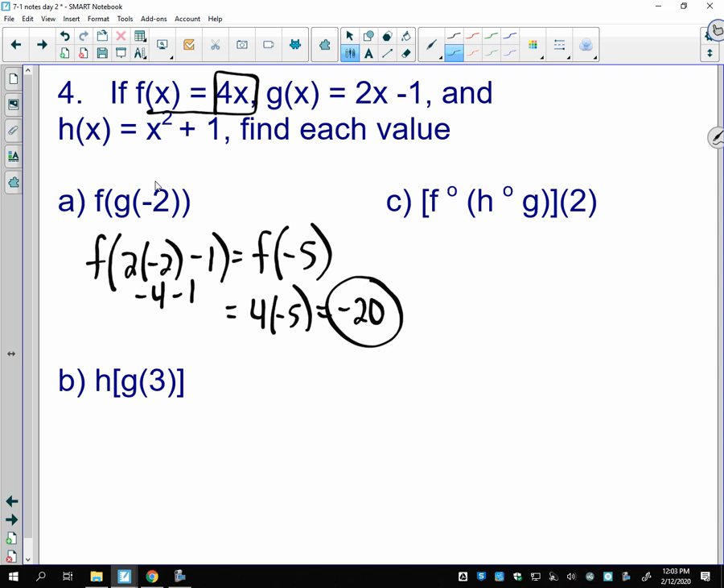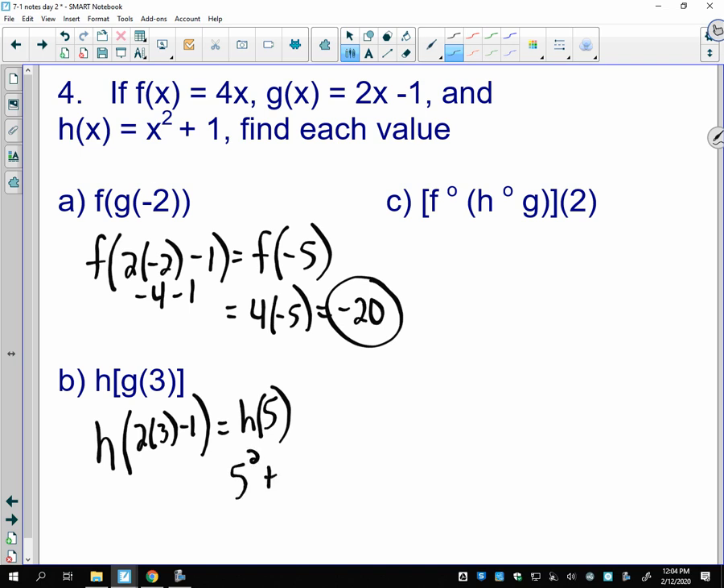So hopefully, the first thing you did is you started with g of 3. So g of 3 means I go up here and I do this first. I plug 3 in here. So 2 times 3 minus 1 would be 6 minus 1, which is 5. And then I plug 5 into h, which would give me 5 squared plus 1, or 26.